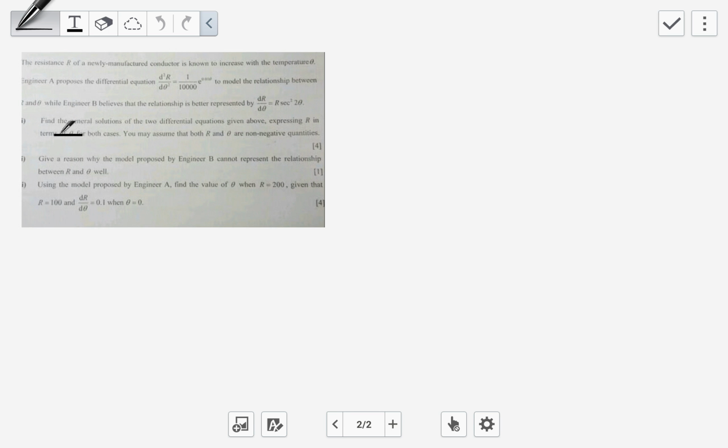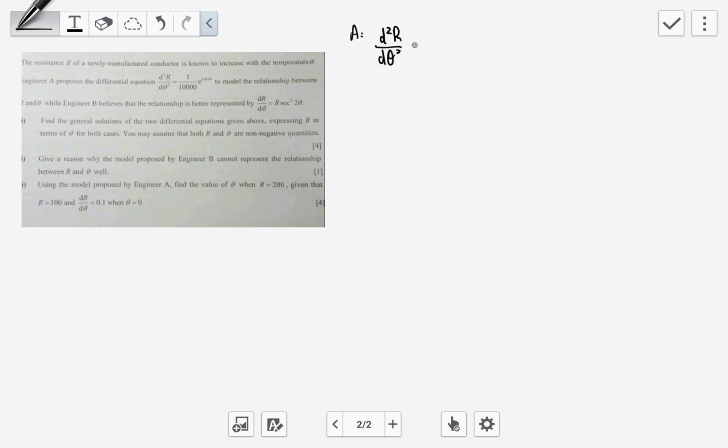We are asked to find general solutions of the two differential equations given above, that means this and this, expressing R in terms of theta for both cases. You may assume that both R and theta are non-negative quantities. So let's look at what engineer A proposes first.